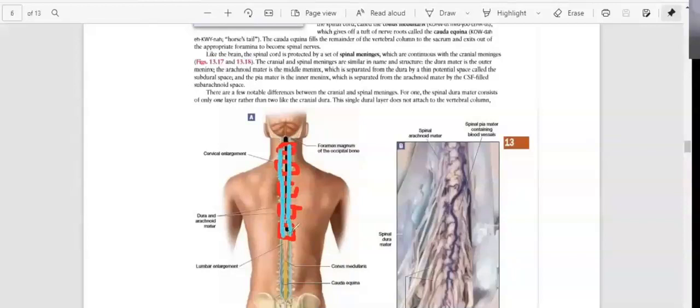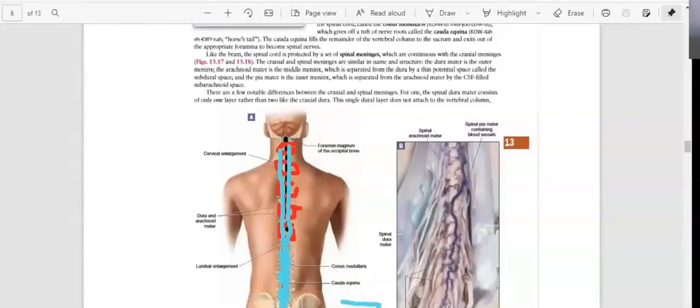These meninges are going to be 3 of them. They're going to be dura mater, pia mater, and arachnoid mater. At the end of the spinal cord, which is the conus medullaris, these meninges are going to start wrapping around like this, and they're going to attach to the sacrum. That is going to be called the filum terminale. This is going to help the spinal cord attach to the bottom, therefore keeping the spinal cord in place.